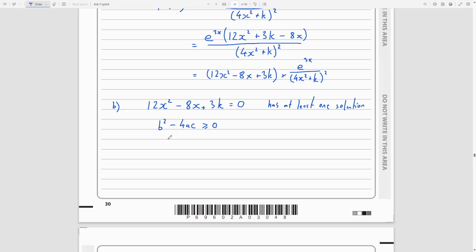So b squared, that's negative 8 squared, minus 4 times a times c. That must be greater than or equal to 0. Solve this: 64 minus 4 times 12 times 3, that's 144k, should be greater than or equal to 0. So 64 is greater than or equal to 144k, and dividing 64 by 144, we get that k is less than or equal to 4/9.